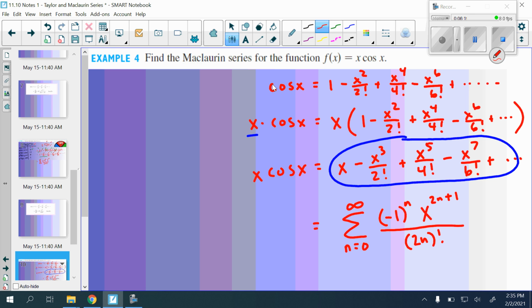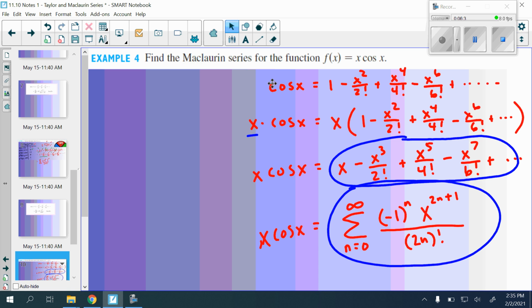So that would be our general series for x cosine x. That infinite series would be the one we'd want there. Once you know some of these basic ones, you can find other ones more simply that involve cosine, sine, or the exponential e to the x.